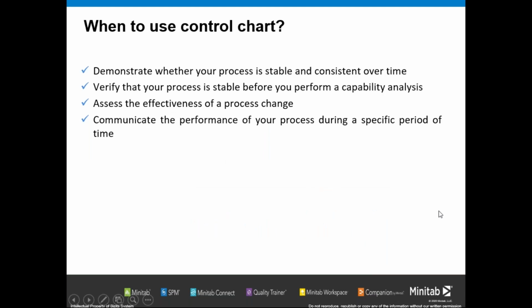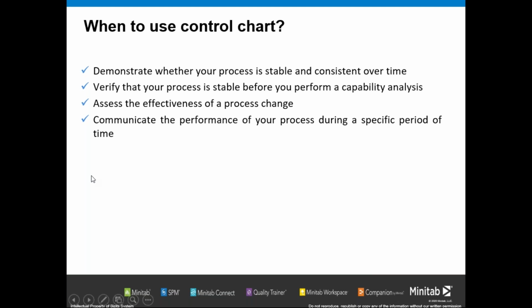Okay. So normally we use a control chart to demonstrate whether our process is stable and consistent over time, or to verify it is stable before you perform a capability analysis. Okay, capability is another topic, maybe in a webinar we will cover capability analysis. And then to assess the effectiveness of a process change, maybe you have some setting change for your measurement part. So you can use the control chart to see whether there is an impact or not.